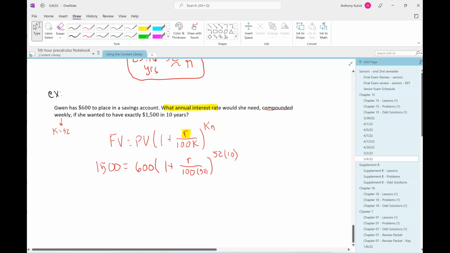All right. Where is our variable located this time? It's in the base of the exponential, right? So what are we going to need to use to solve this at some point?